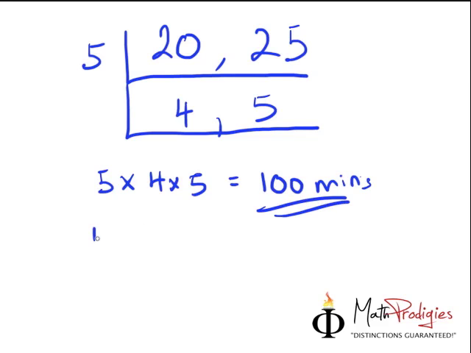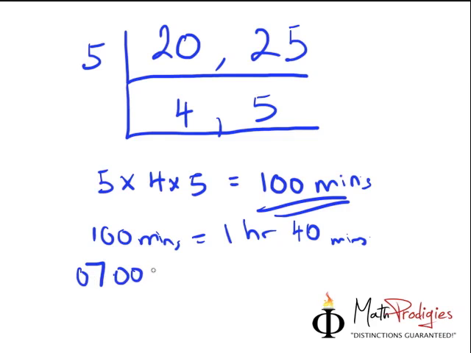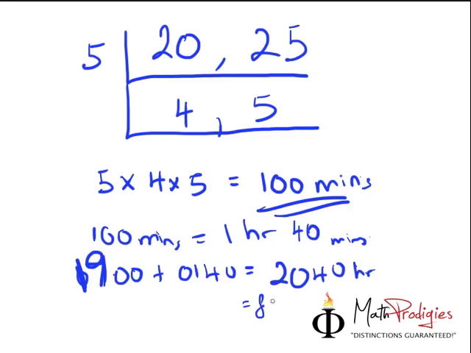So 100 minutes means how long? It will be 1 hour and 40 minutes, right? And 7 p.m. plus 1 hour 40 minutes is going to give you, 7 p.m. is 1900 plus 140 is going to give you 2040. In other words, 8:40 p.m. Alright, so that's how you do this question.